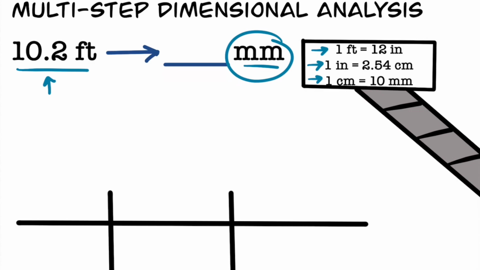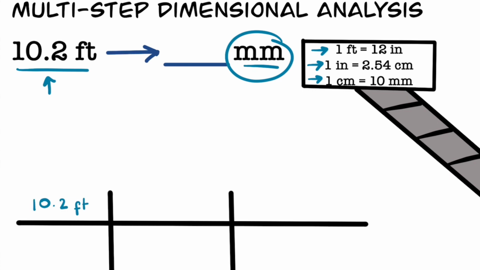Next, we draw out our train tracks. We then put the quantity that we're given, which is 10.2 feet, at the top left. Then we put the conversion facts in the top and bottom boxes of the following columns next to the current box.